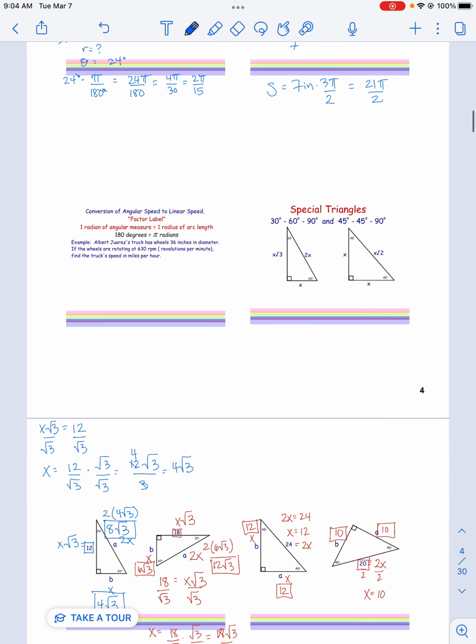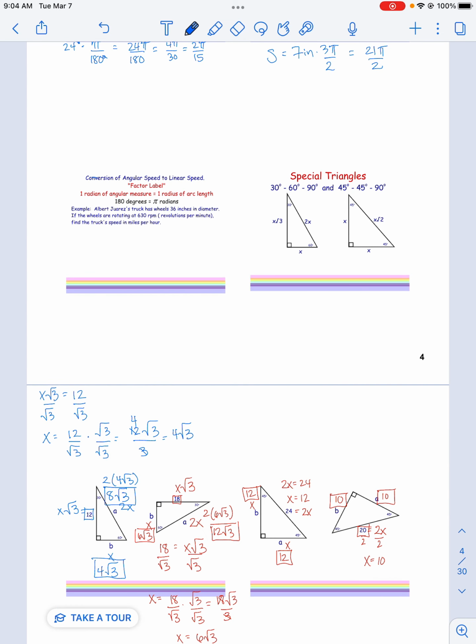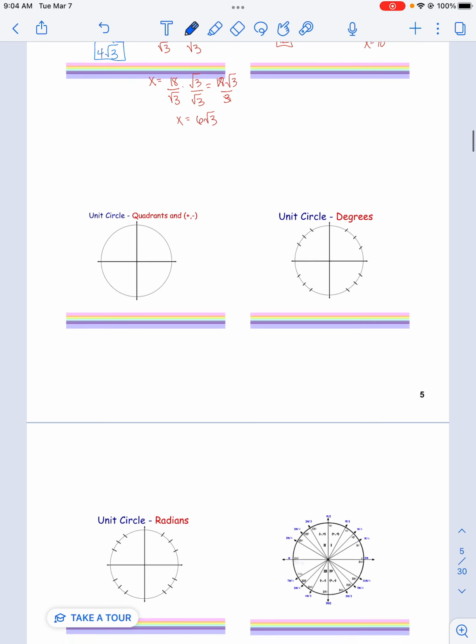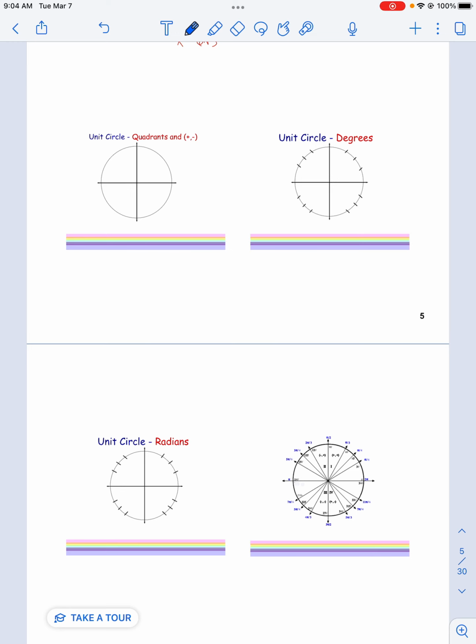Okay, I'm going to skip the angular to linear speed section, and we're now back in special right triangles. The next video will be all about the unit circle.